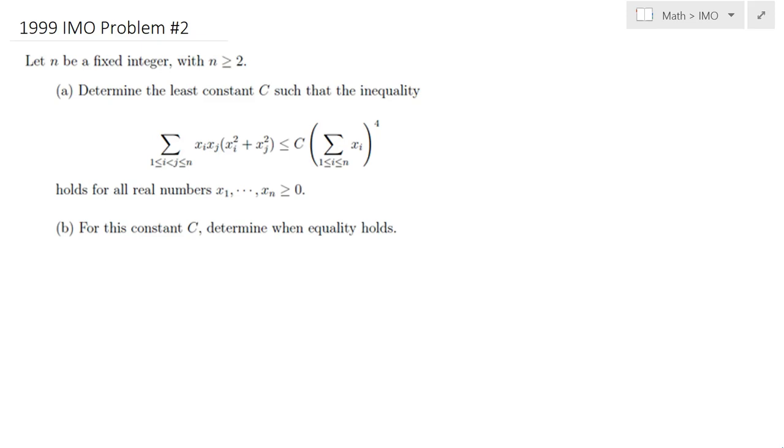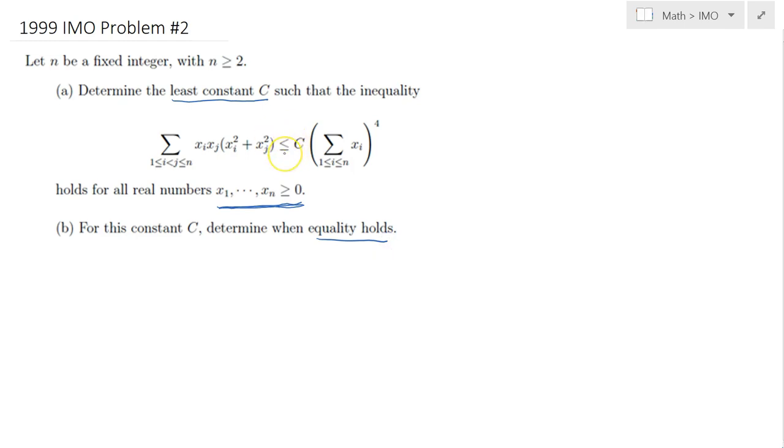Hello everybody, in this lecture we will be solving 1999 IMO problem number 2. Here is a view of this problem. In the first part, part A, we are told that this inequality holds for all non-negative real numbers x, and we are to find the least constant real number c that would have that happen. And in the second part, we need to figure under what conditions equality will hold.